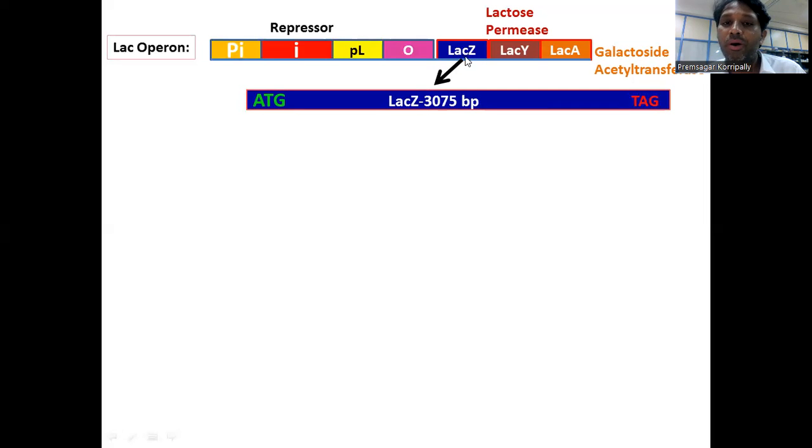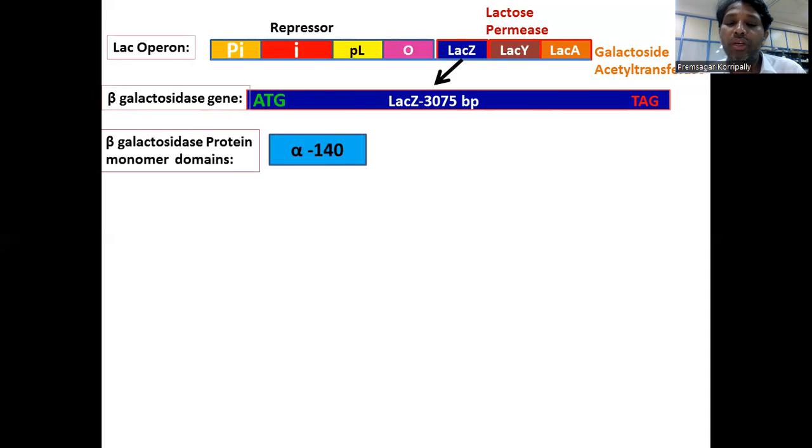You see, lactose is broken down by beta galactosidase, whose gene LacZ has 3075 base pairs, including the ATG and stop codon. So the length of the beta galactosidase gene is 3075 base pairs, and it encodes a protein that has two domains. The monomer has two domains, the alpha domain and the omega domain.